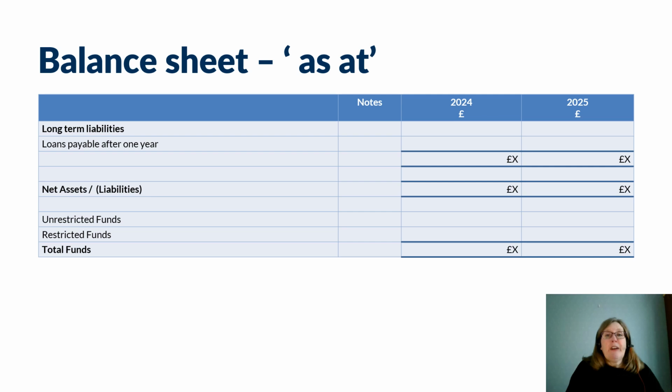Finally, at the very bottom of our balance sheet, we show our total funds, split between restricted funds and unrestricted funds if you're a charity. This is where the balance part of a balance sheet comes in. Your net assets should equal your total funds, and if it doesn't, then your balance sheet is wrong somewhere because it doesn't balance.